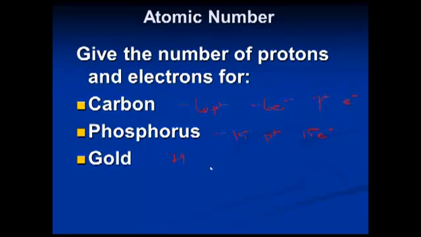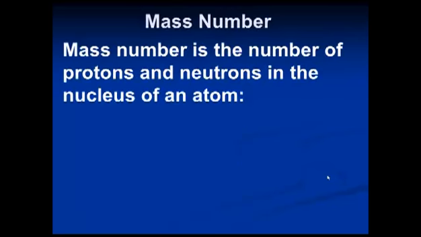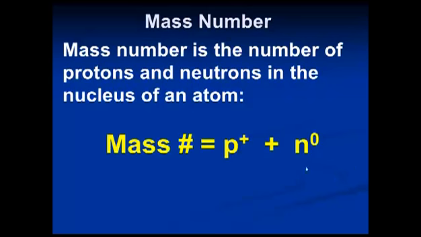You can also use this to go in the other direction. If I want to find the element that has 8 protons, the element with 8 protons is oxygen. So this works backwards and forwards. If you know the number of protons, you can figure out the element. Now, the mass number is the number of protons and neutrons in the nucleus of an atom. This is your symbol for neutrons, with a little 0 at the top because it is neutral, it has no charge. With this formula, we can pretty much figure out anything we want, because we also already know that the protons are equal to the electrons.